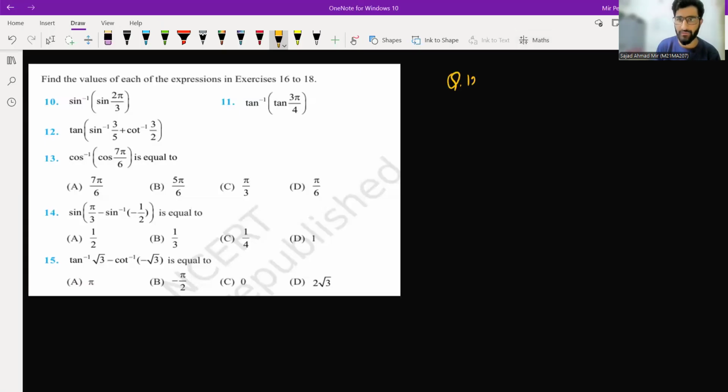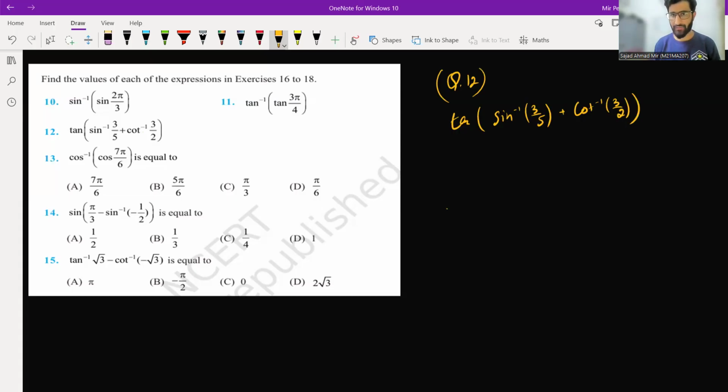So for question number 12, we have to find the value of this, and we try to write this in terms of tan inverse so that we can cancel. So here I want to show you what you can do. There are values like tan of sine inverse 3 by 5 plus cot inverse 3 by 2.